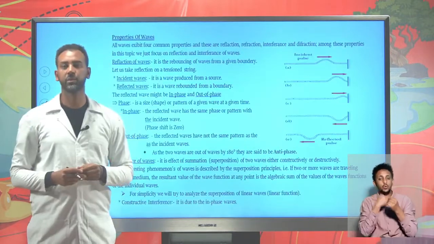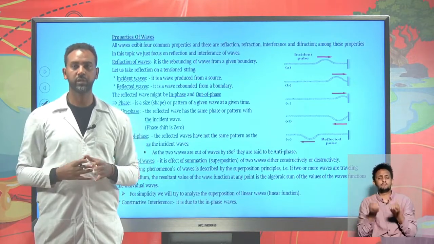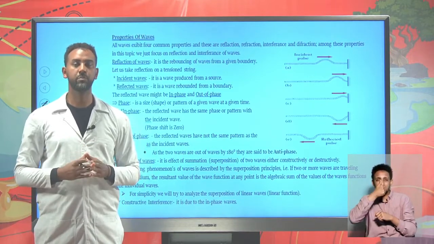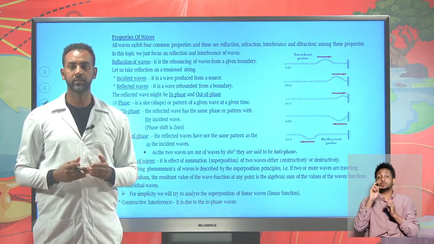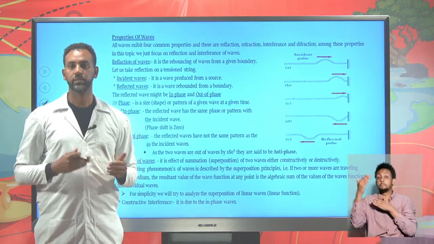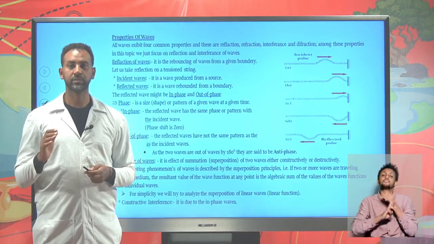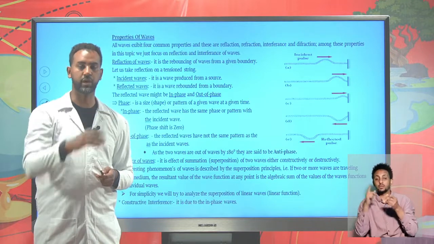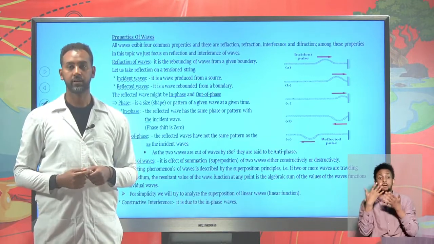Now let's try to see the properties of waves. Waves have so many properties, but basically we have 4 main categories. Waves can reflect whenever there is a boundary. There is a reflection. There might be a refraction of waves as they propagate from one medium to the other medium, or when there is a transmission, they might refract.